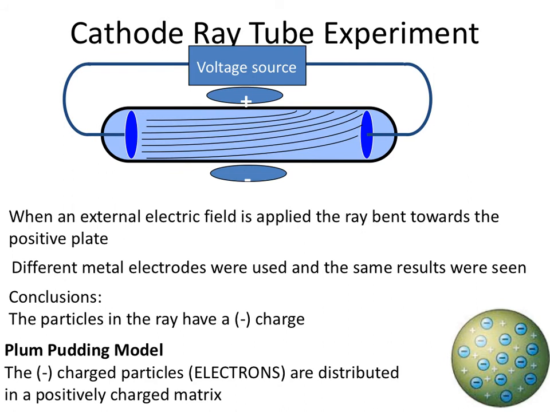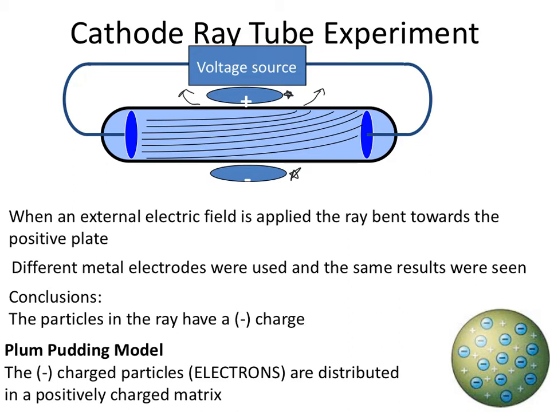So what he then did is he ran the experiment, but this time he applied an external electrical field. And what ended up happening is when he applied the electrical field and allowed the ray to be emitted, the ray would always curve towards the positive side of the electric field. It didn't matter what metal he tried, it didn't matter what the source was. Every single time he ran this experiment, the ray would bend up towards the positive end.